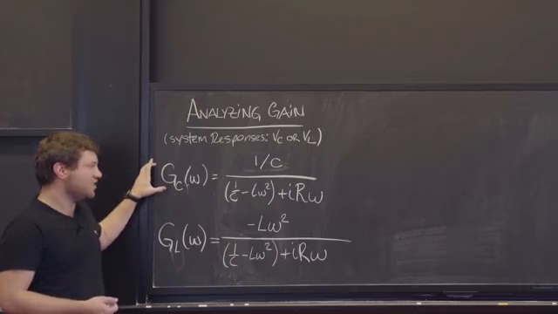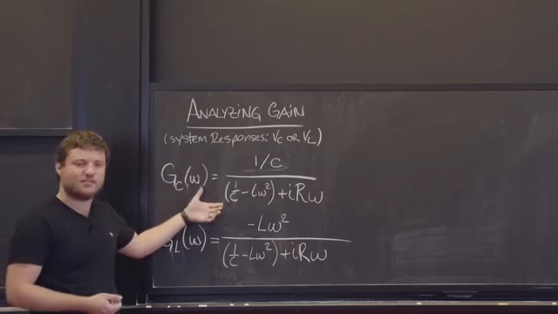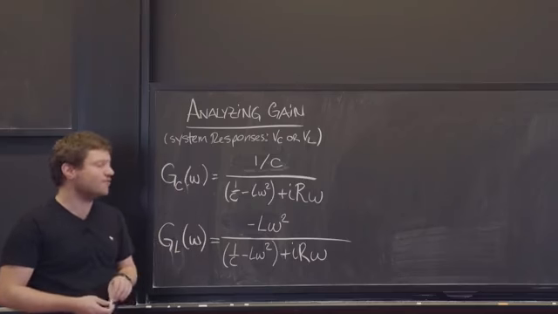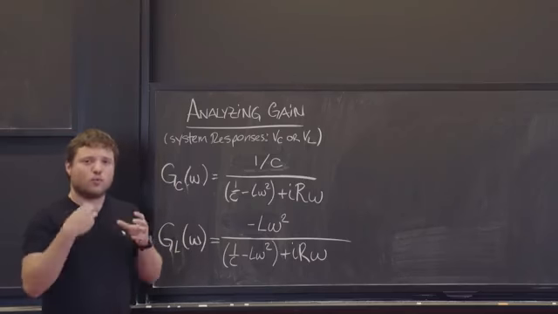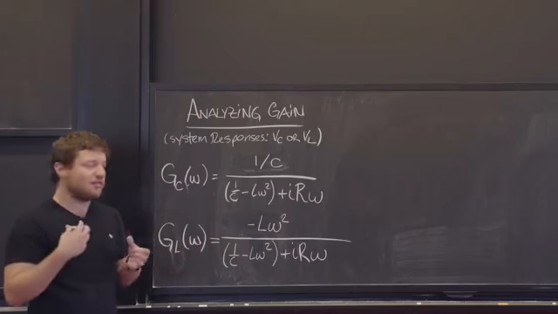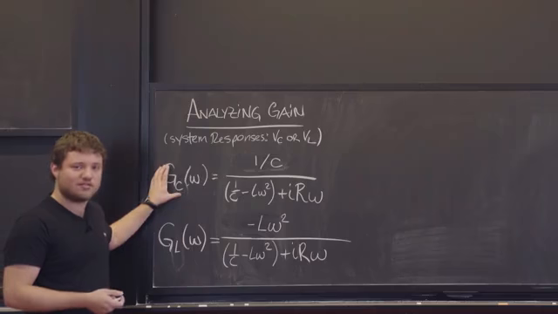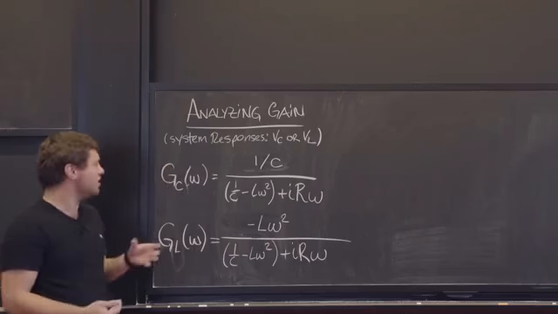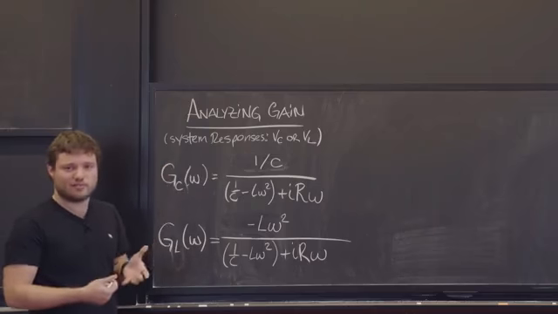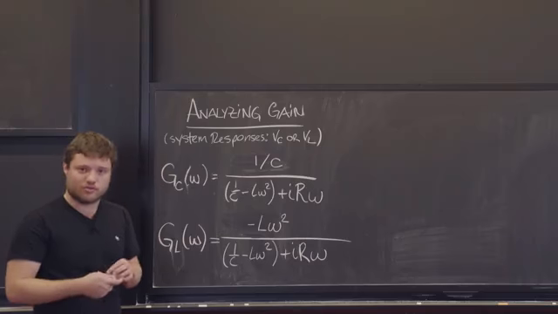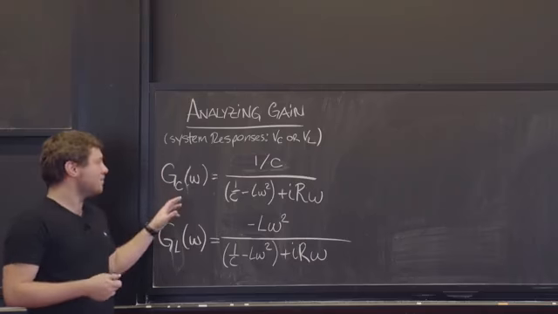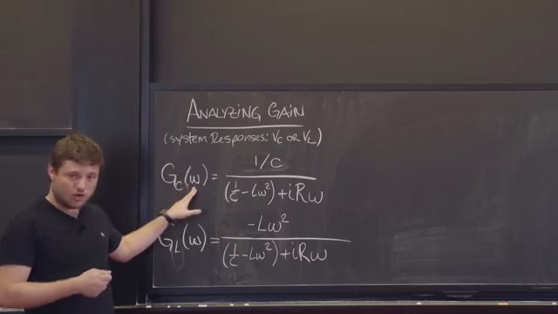So big G of C is given by this expression, and big G of L is given by the following expression. We could analyze little g, which is the magnitude of this complex number, but we can actually gain a lot of information just by looking at the complex number itself. And that's what we're going to do. So let's look at some extreme cases for our driving frequency omega.